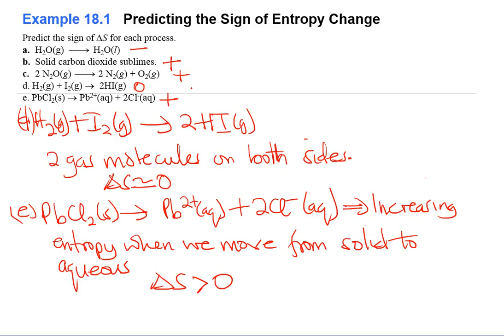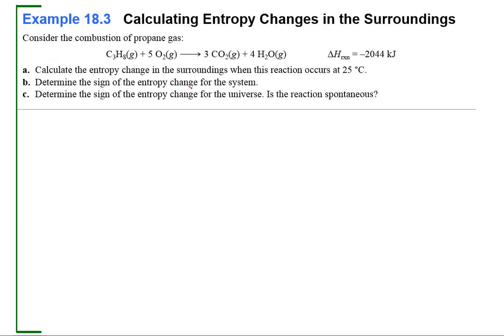Now let's move on to the next problem. In this problem, we are calculating entropy changes in the surroundings from a reaction equation. Here, we are given a combustion reaction equation. Then we are given the enthalpy, or the delta H, of the reaction. We have to solve three problems.